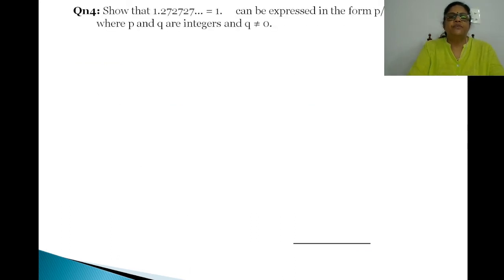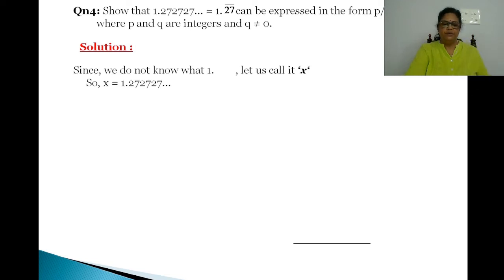Next one. Show that 1.2727 etc., that means 1.27 bar, can be expressed in the form p by q where p and q are integers and q is not equal to 0. Solution. Since we do not know what 1.27 bar is, let us call it x. So x is equal to 1.27 bar.